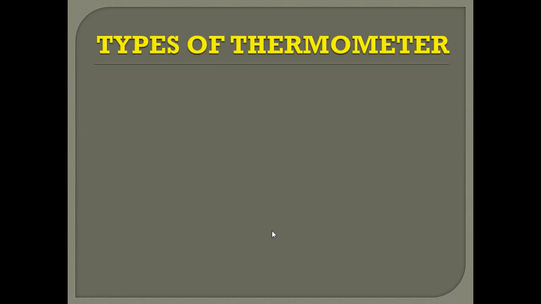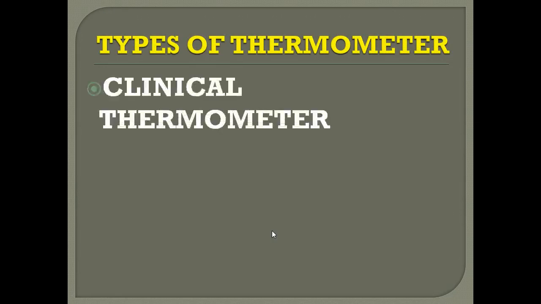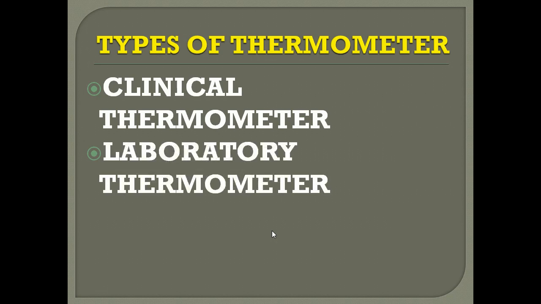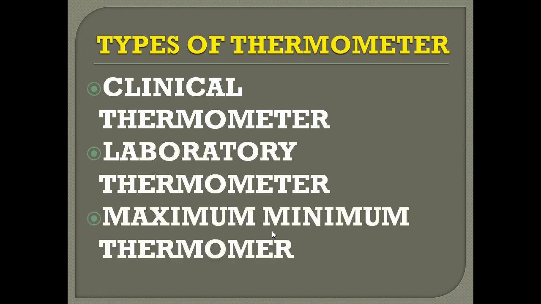Now we can see about the types of thermometer. They are the clinical thermometer, laboratory thermometer, and maximum minimum thermometer. So what are the three types of thermometer? Clinical thermometer, laboratory thermometer, maximum minimum thermometer. First we can see about the clinical thermometer. The clinical thermometer is also called the doctor's thermometer.